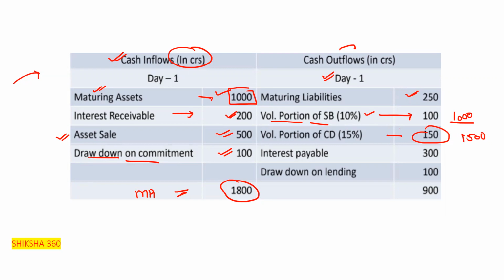Interest payable is 300 crore, and the drawdown on lending is 100 crore. So total overall cash outflow is 900 crore. Inflow here is 1800 crore, and total cash outflow is 900 crore. So if we check maturing assets minus maturing liabilities, 1800 crore minus 900 crore, it is 900 crore, and that comes with the positive sign.